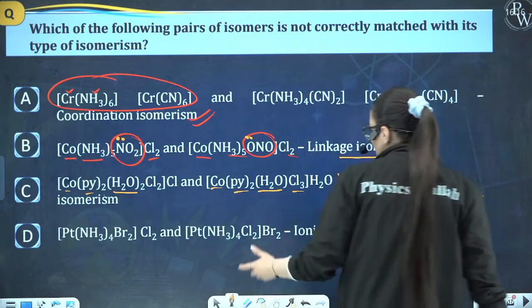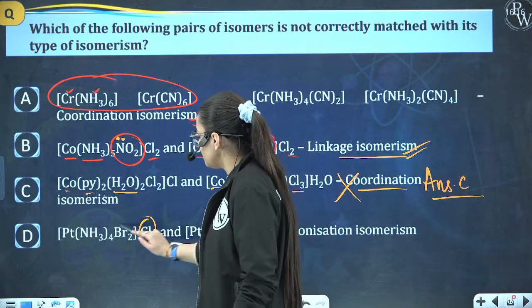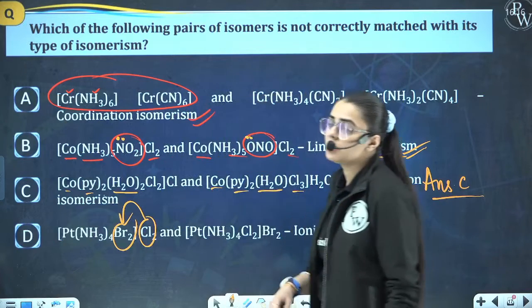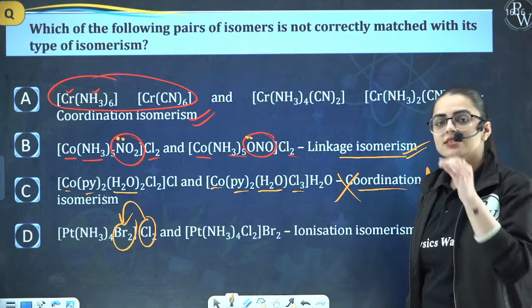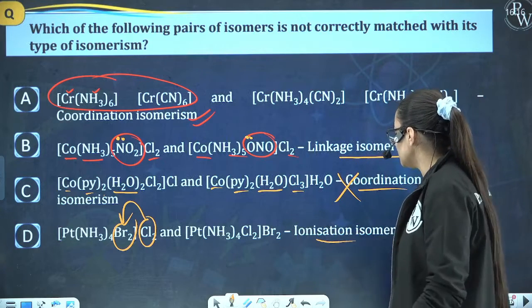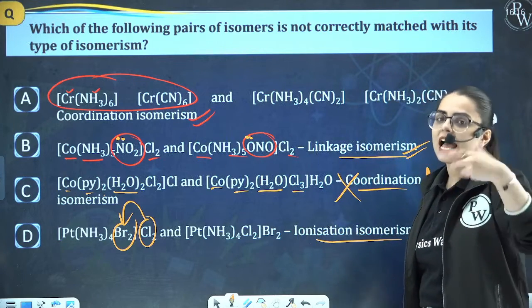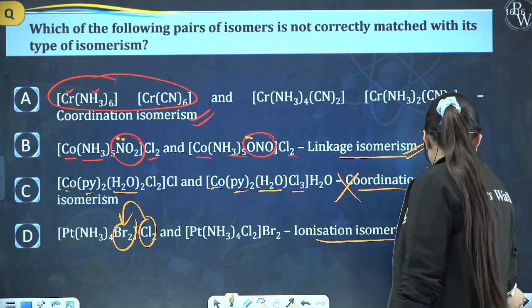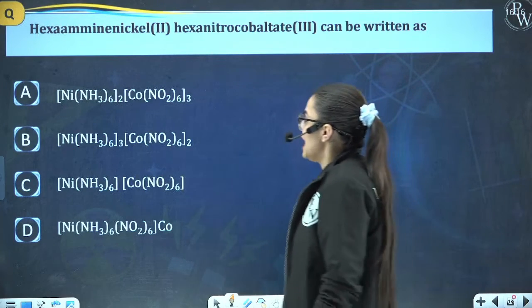Okay, you can see the option number 4 also. In option number 4, Cl2 and Br2 are replacing their position. That means the counter ions are being replaced by the ligands and the ligands now shall behave as a counter ion. So yes, they are the ionization isomer because here ionizable ions are being responsible. Let us see the next question that we have with us.